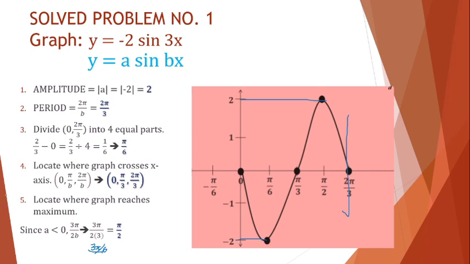Okay. Locate where graph crosses x-axis. So beginning, middle, and end: 2π/3, 5π/3, and 0. The points where it crosses the x-axis. Locate where graph reaches maximum. So, ito, maximum. And this is the minimum. Okay, proceed tayo. Mabilis-bilis lang, no?